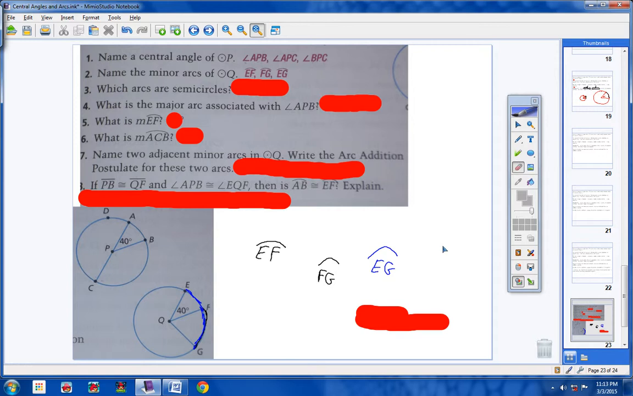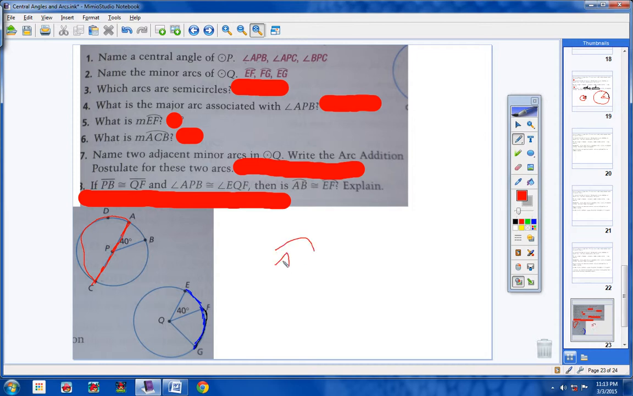Let's continue on now to number 3. If I'm going too fast, pause the video. Which arcs are semicircles? Well, remember, you have to have a diameter drawn to have a semicircle. There's no diameter in circle Q, but there is a diameter in circle P. Here it is. So we can say arc ADC is a semicircle.